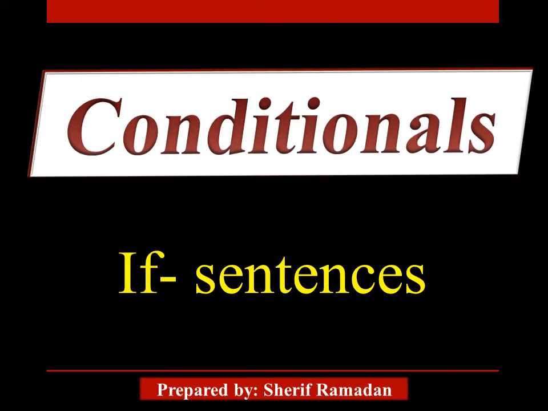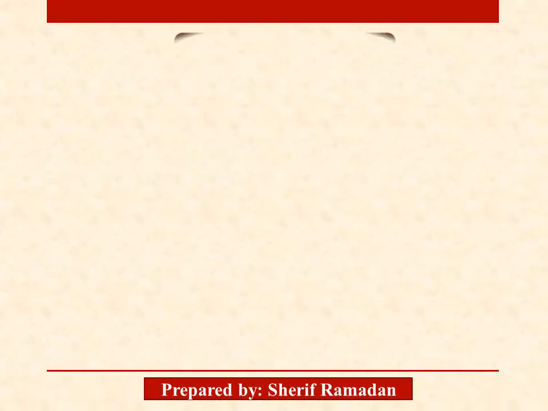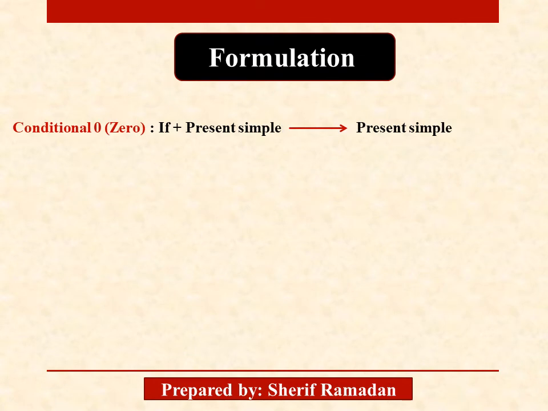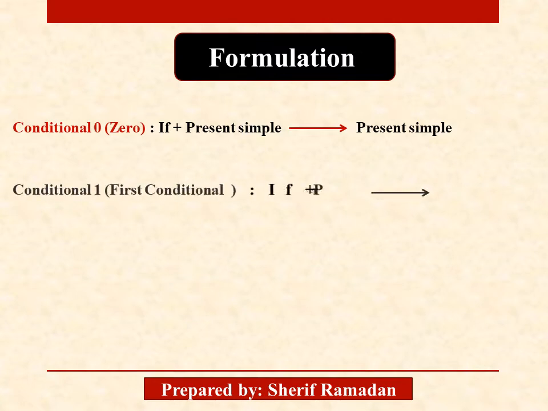Conditionals or if sentences. As I mentioned in the introduction, there are four main types of conditionals. Let's look at their formulation. Starting with conditional 0. In conditional 0, we use present simple in the if clause and present simple again in the consequence clause. Then there is conditional 1 or first conditional. We use present simple in the if clause and the future simple in the consequence clause.